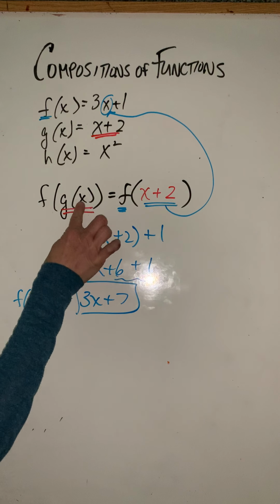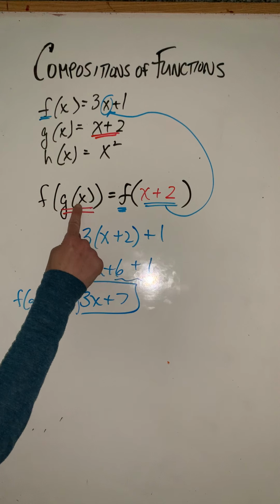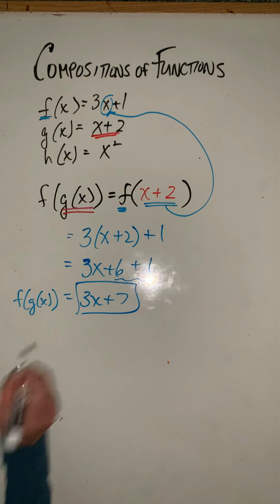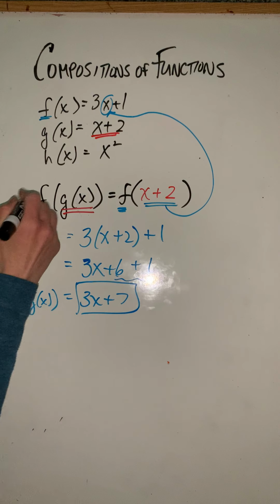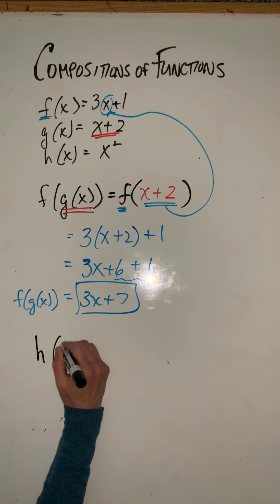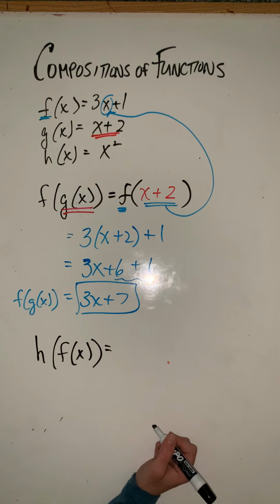Okay, so you'll see then, again, since the inside of the parentheses is a variable, our answer is also going to contain a variable. In the first ones, the value inside was a number, and so our answer was just a number. Okay, let's do one more of these. We're going to use those same 3 functions. This time, let's find h of f of x. Okay, so again, the order matters, right? So we're going to start on the inside.